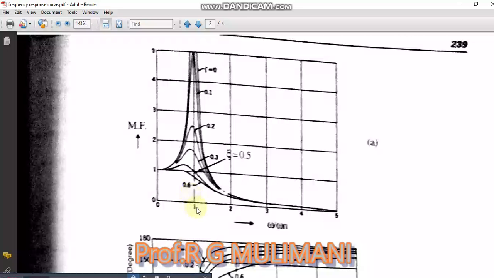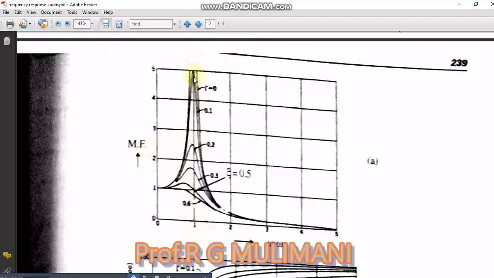Here, for omega by omega n equal to 1, we have got maximum displacement for all the ranges of zeta. See here, as the value of zeta increases, 0.1, 0.2, 0.3, the value of the magnification factor decreases. And here we have one more graph, the phase difference. When omega by omega n is equal to 1, the magnification factor is infinity.